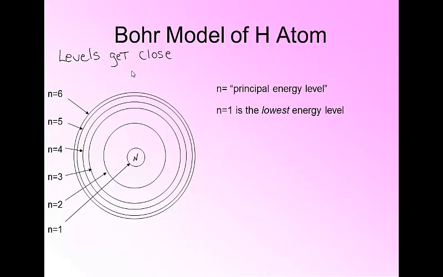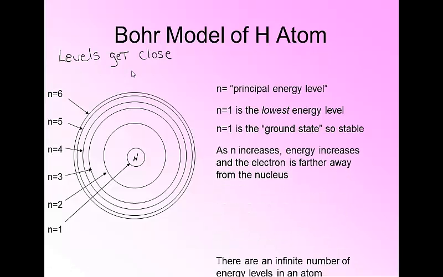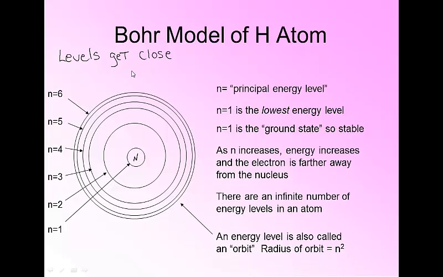Things to write down that you've seen before in first year chemistry. He called them orbits and calculated the radius of the orbit as n squared. And n, of course, is staring you in the face, 1, 2, 3, 4, 5, 6, 7, 8, to infinity. N can go to infinity, remember that. N is the principal energy level. N is equal to 1 is the lowest energy level. It is the closest to the nucleus.